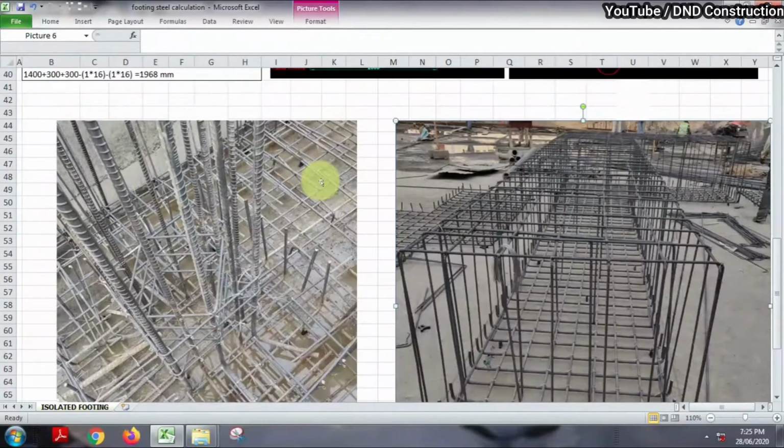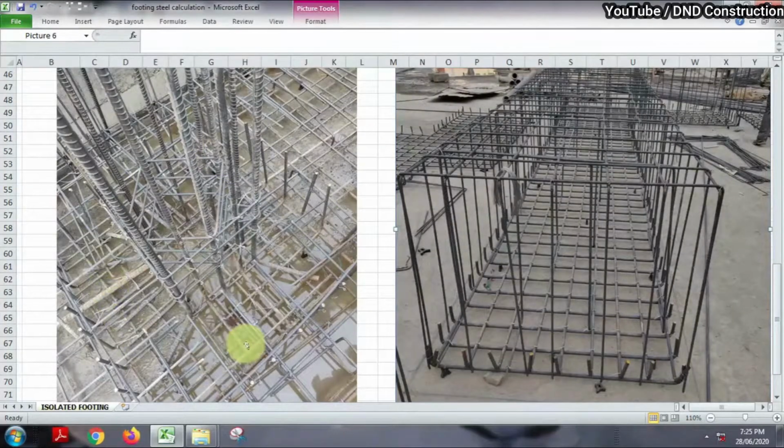As you can see, this is our footing. This is our bottom steel and this is our top steel. We will study how to calculate the cutting length of the footing. This is one direction bar and this is another direction bar, the x-axis and y-axis. So we will calculate this cutting length.